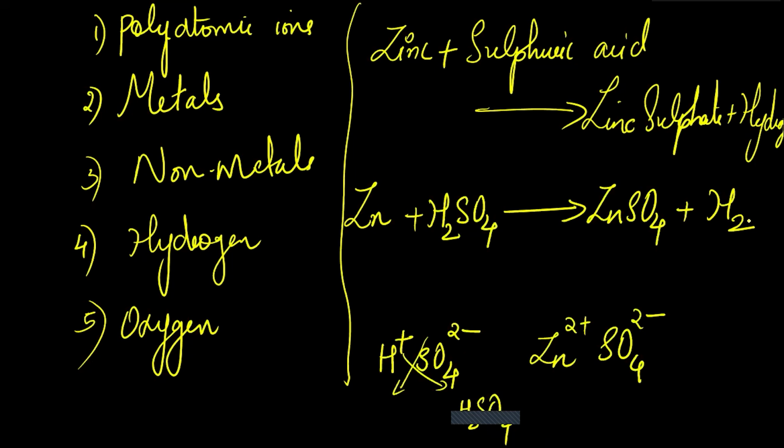Now try balancing. Balance the polyatomic ions present. SO4 is already balanced, only one on both sides. Then take zinc. Zinc is only one. Then take H2, H2. So this is also a balanced chemical equation. The skeletal equation is the same as the balanced chemical equation. Hope you understand, right?